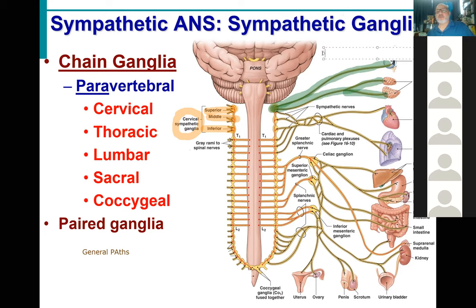So our superior cervical chain ganglion, and that's a mouthful, so let's write it out. Our superior cervical chain ganglion provides our sympathetic input to the head. Whereas notice our middle and our inferior innervate the heart and the lungs.